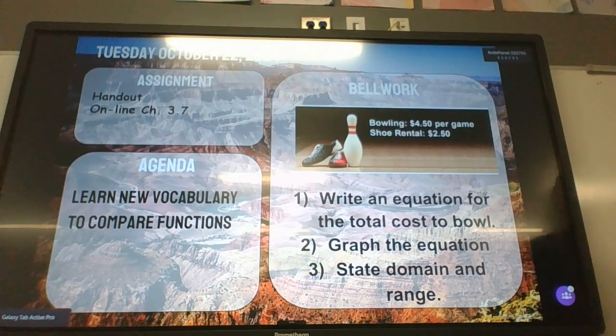All right. For the x-axis, do we need to go by 0.5s? No. X represents the number of games. Do you pay for half a game in bowling? No. You don't. So for the x-axis, we can just go 1, 2, 3, 4, 5, because that's how many games you play.